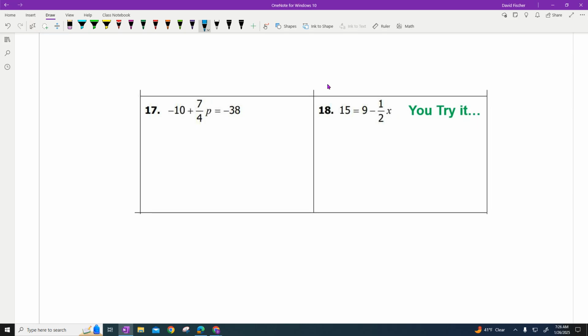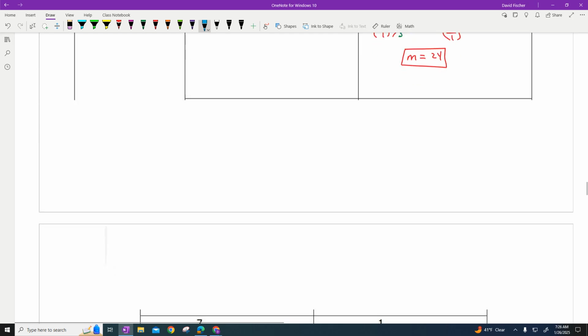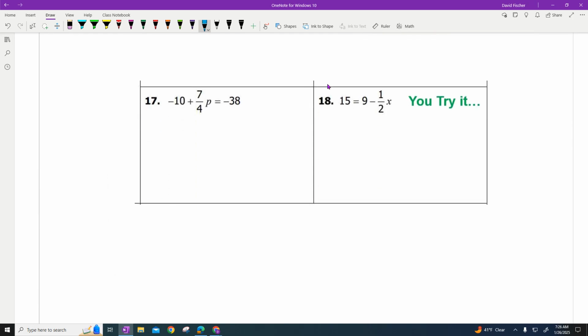Alright, let's see what's happening on this one here. Let's go back up here. Yeah, 16, 17, 18. I'm not sure why there's not 4 problems on the page. It's alright. Let's go and see what's going on here. There's my p. There are some pluses and minuses here, so I want to add 10 to both sides.